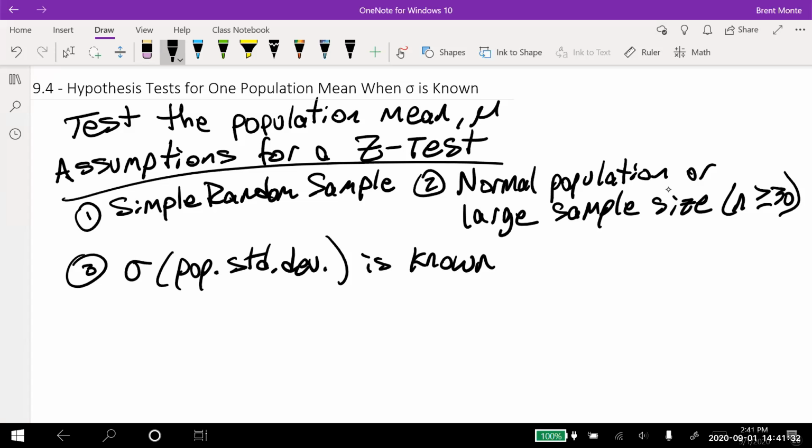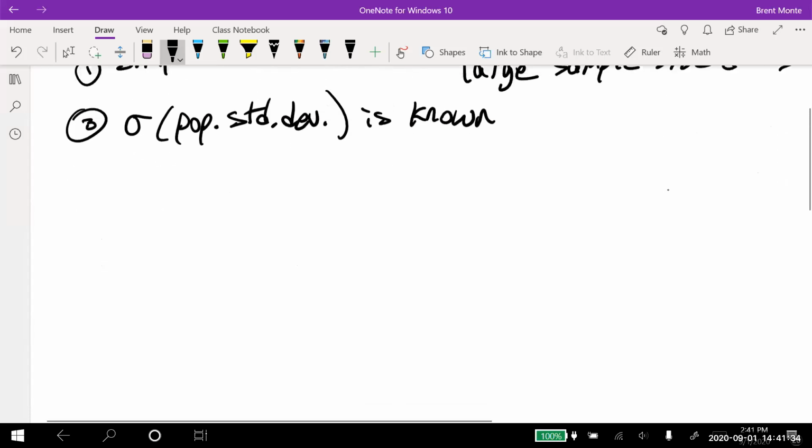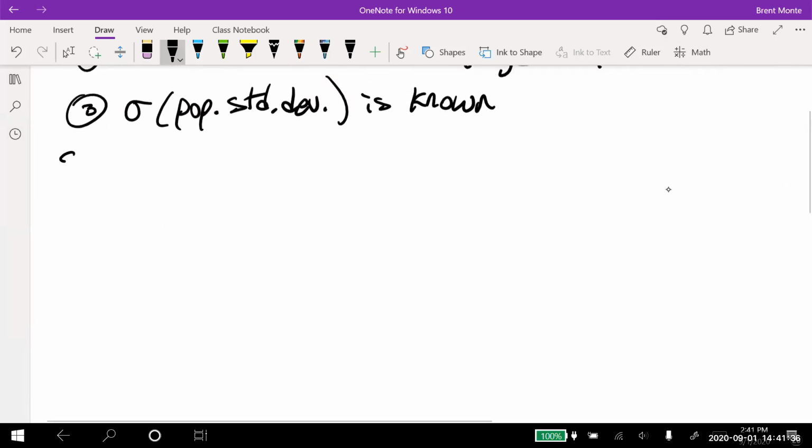Okay. So let's talk about the steps for a hypothesis test. And I'm doing what they refer to as the p-value method. So there's different steps. Some of these steps change if we're doing what's called the critical value approach. This is the p-value approach. So steps for hypothesis test.